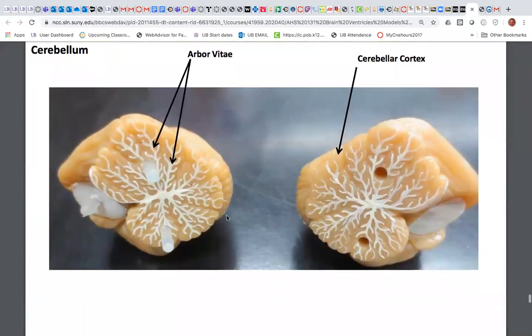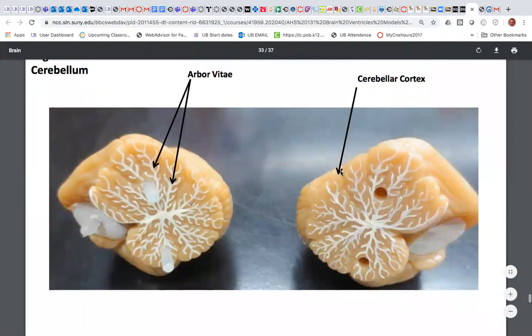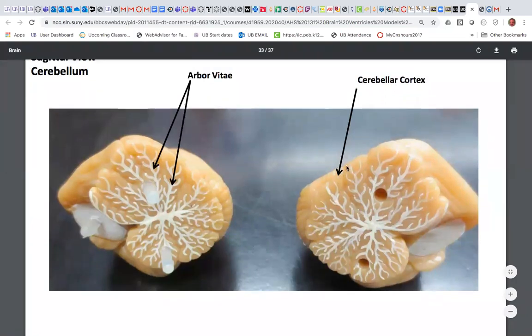When we pull them apart, you can see the white matter called the arbor vitae and the gray matter called the cerebellar cortex. So this is the cerebellar cortex or gray matter on the outside. Arbor vitae, which means tree of life. Those are the veins of the leaf. The other name for the cerebellar cortex is called folia. Folia, which means foliage.